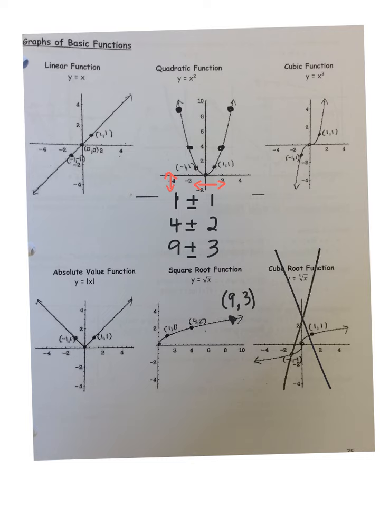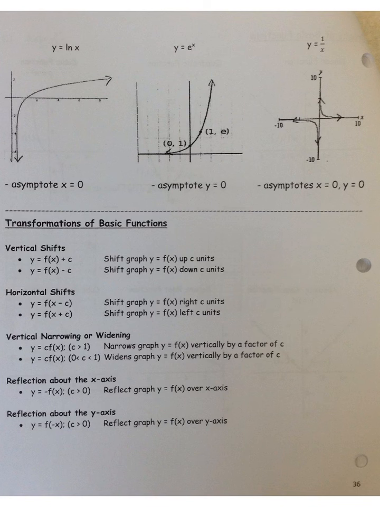Okay, so let's turn the page and let's look at page 36. So the ln of x, the biggest thing you really need to know is this point right here, and I'd like you to label that. It's not labeled. That is 1, 0.